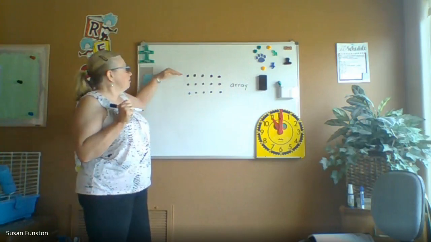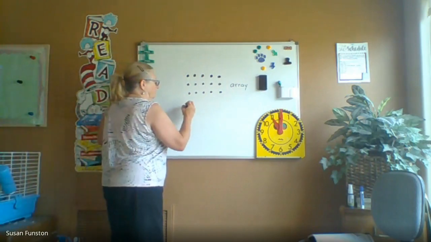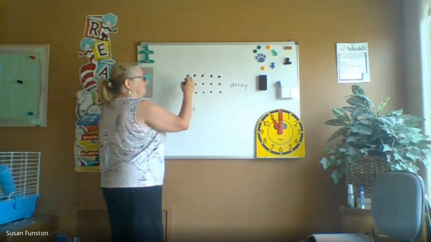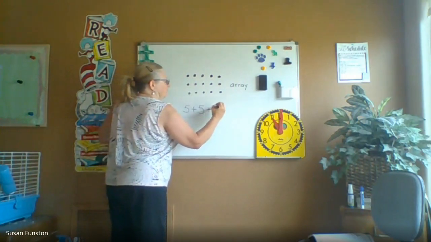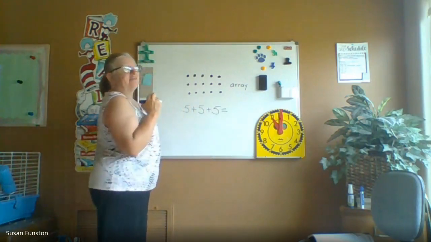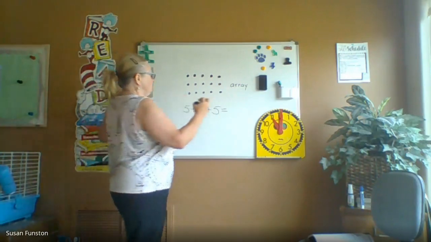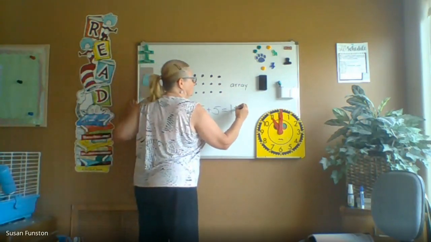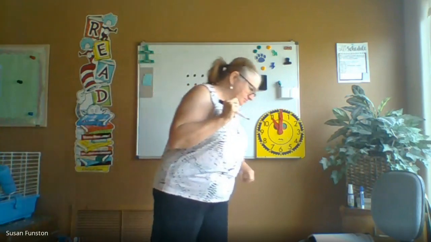I can add each row. I have this row of 5. I have another row of 5. And I have a third row of 5. And how many do I have altogether? Let's count. 5, 10, 15. So 5 plus 5 plus 5 is 15.